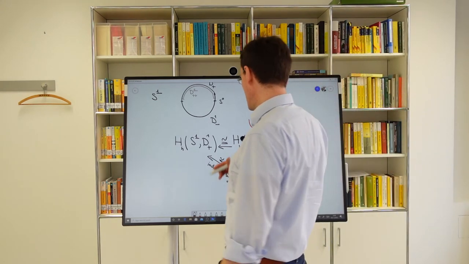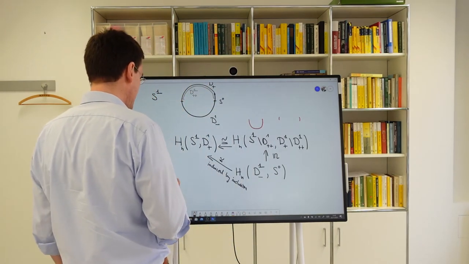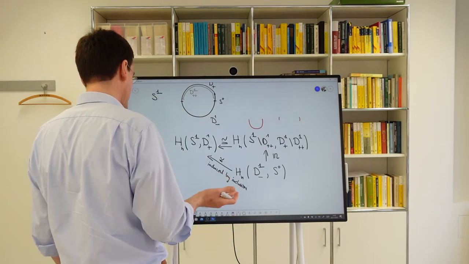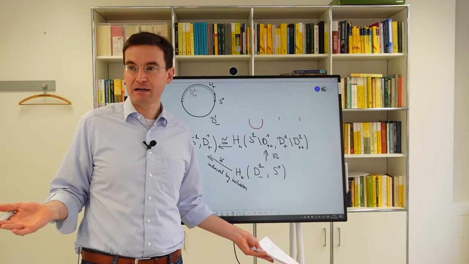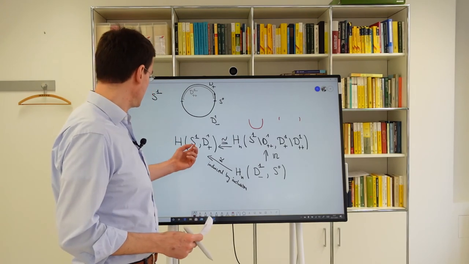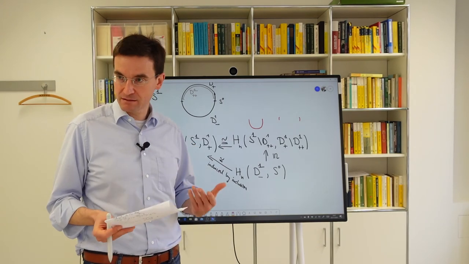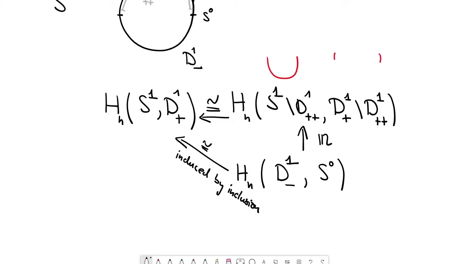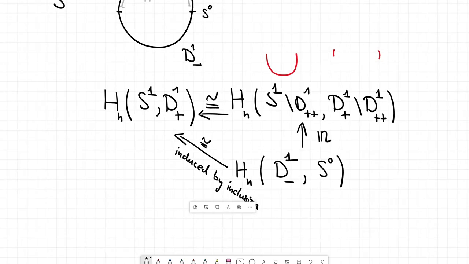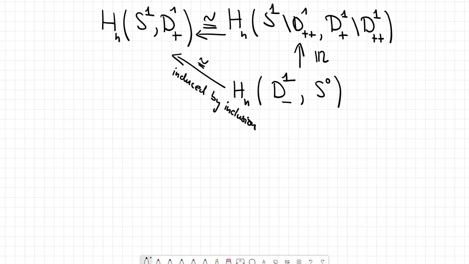So what did we gain from this? Well, we have two relative singular homology groups. They are isomorphic, and we could now apply the long exact sequence to both of these relative groups, see what information we get out of it, and then apply in the end this isomorphism as well to combine the information about the long exact sequences. So let's just see what happens. And we start with the long exact sequence for S1, D1 plus.